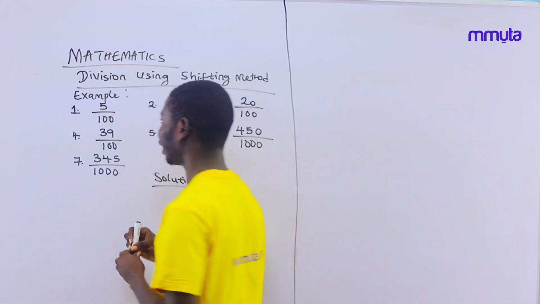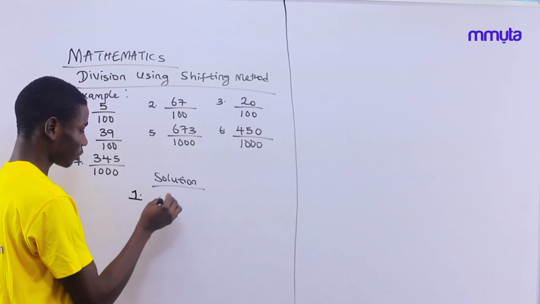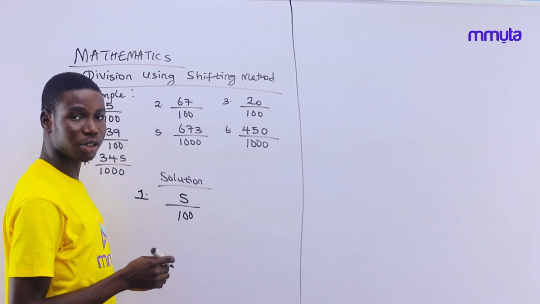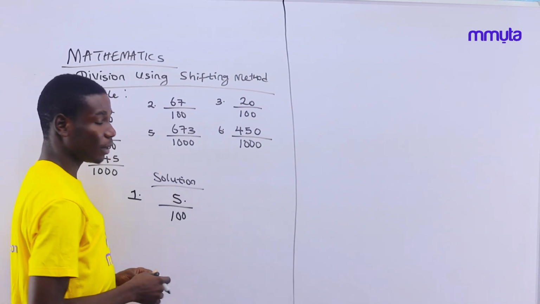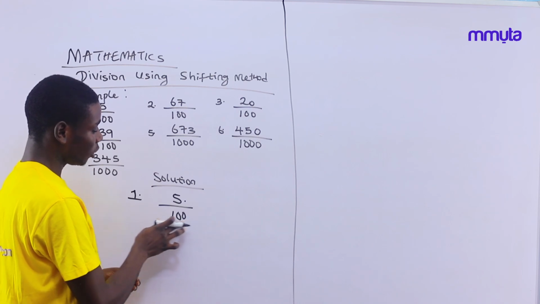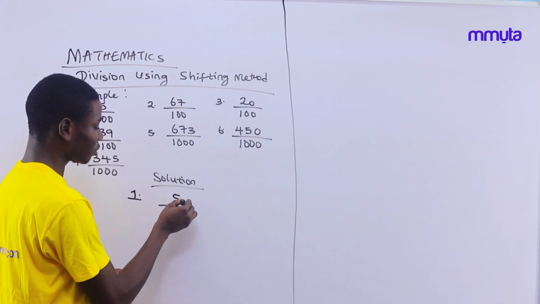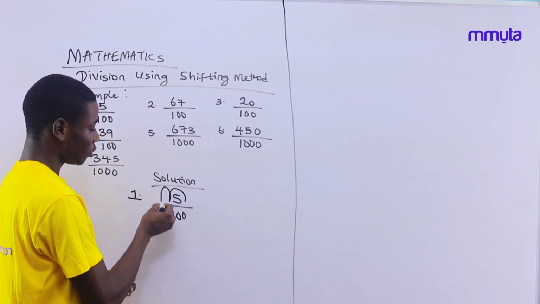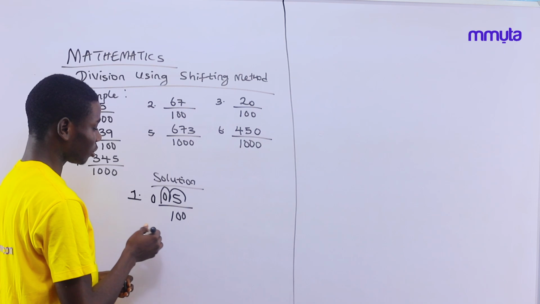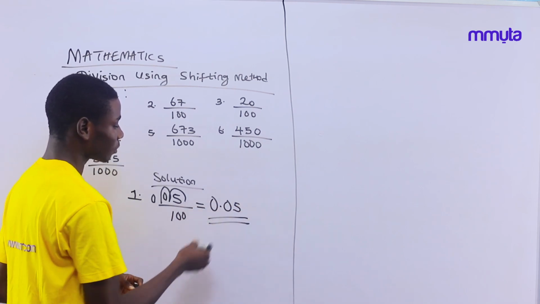Number 1, we have 5 divided by 100. Using shifting method, we start from the back and move to our left depending on how many numbers of 0 we have. We have 2 numbers of 0 in 100, so shift 2 times: 1, 2. You put your decimal point, replace here with 0 and add 0 to the front. So we have 0.05 as our answer.